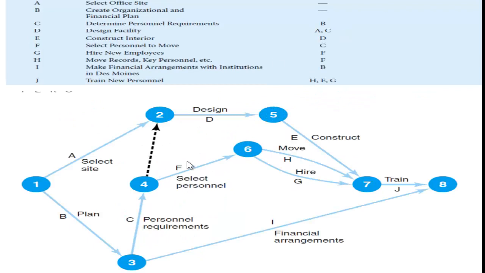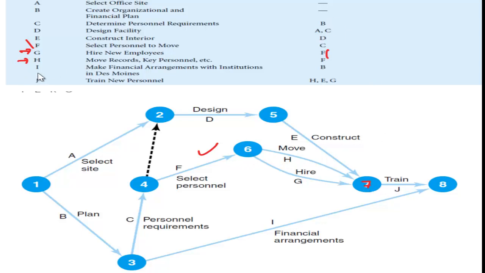Now this is my diagram, so let us consider the other nodes also. After F we go for G and H, and G and H both have F as a predecessor. So G and H both lead to the same event 7, and both have the predecessor F. F leads to node 6, so for G and H the starting node has to be 6, and it leads to node 7.